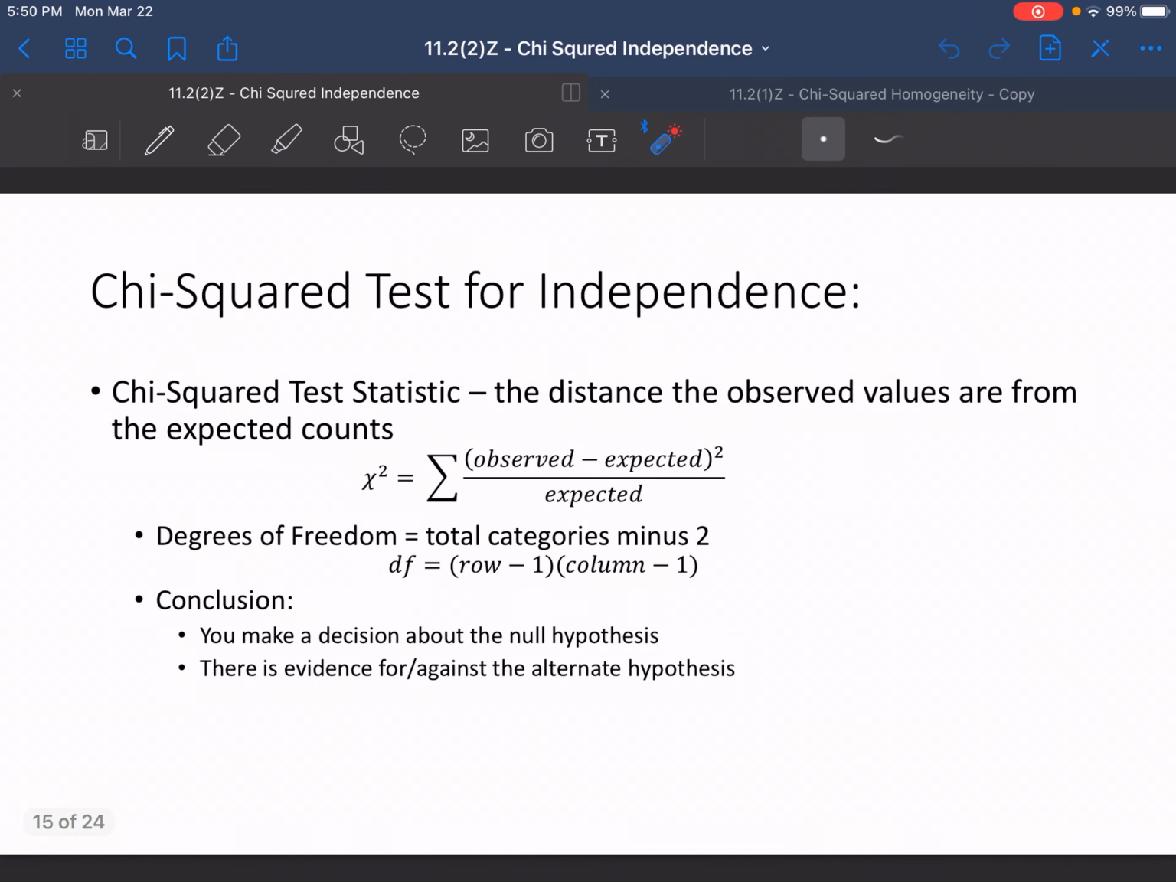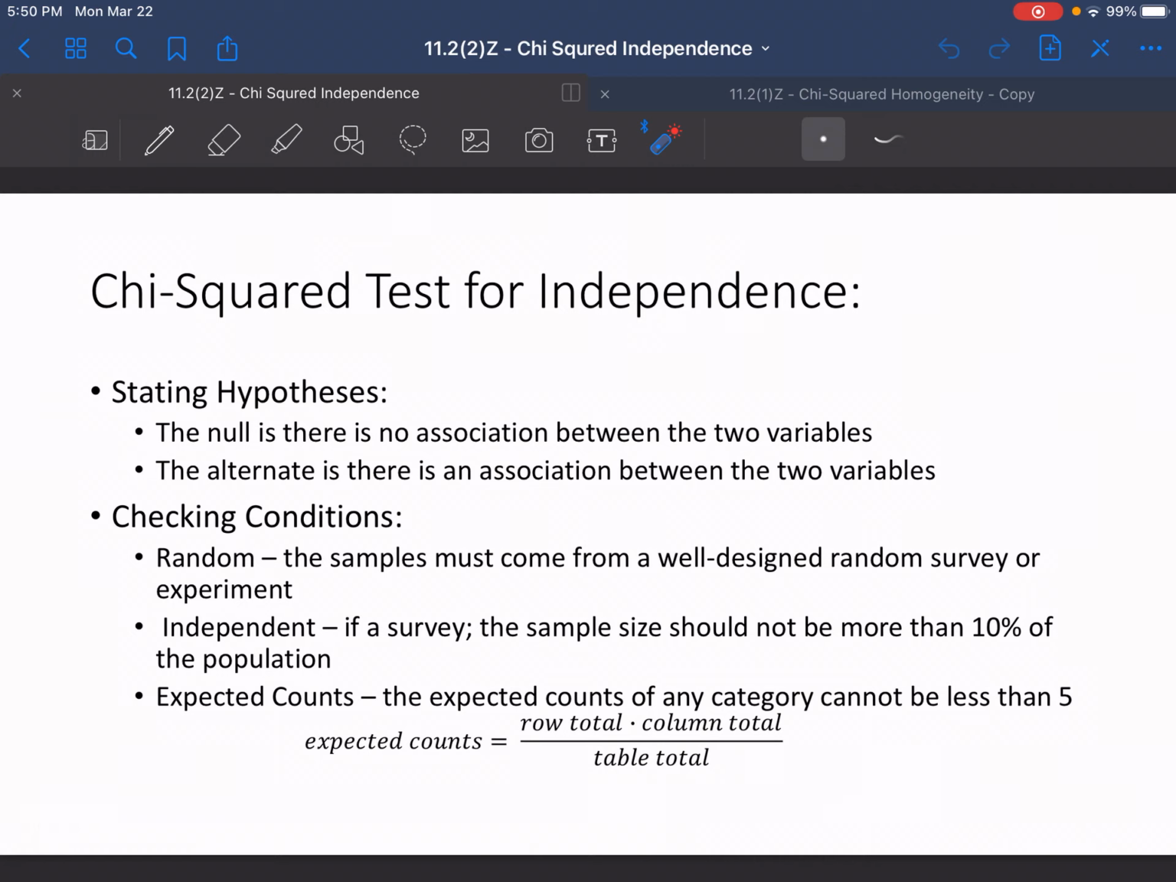Before we get into actually running that test, we need to remember that, as always, you have to state the 4 parts. The first part is the state part. We want to state the hypotheses as well as the parameter. When we're stating hypotheses, the null is that there is no association between the two variables, whereas the alternate is that there is an association between the two variables. That's the difference between running a chi-squared test for independence and homogeneity: when you're looking at independence, you are saying that there is no association between whatever two variables you're testing, or there is an association. Association is the key word here when you're looking at independence.